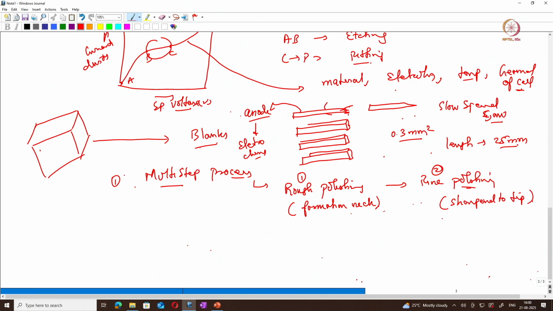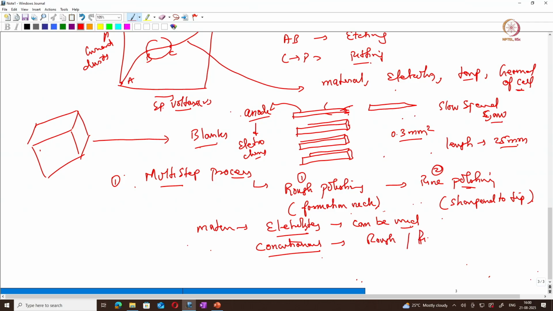Okay, so based on the material, different types of electrolytes can be used. And for rough and fine polishing, we can also change the concentration levels of the electrolyte. Based on the concentration levels, you can do either the rough polishing or the fine polishing. So in the multi-step process, these are the two methods which are used.